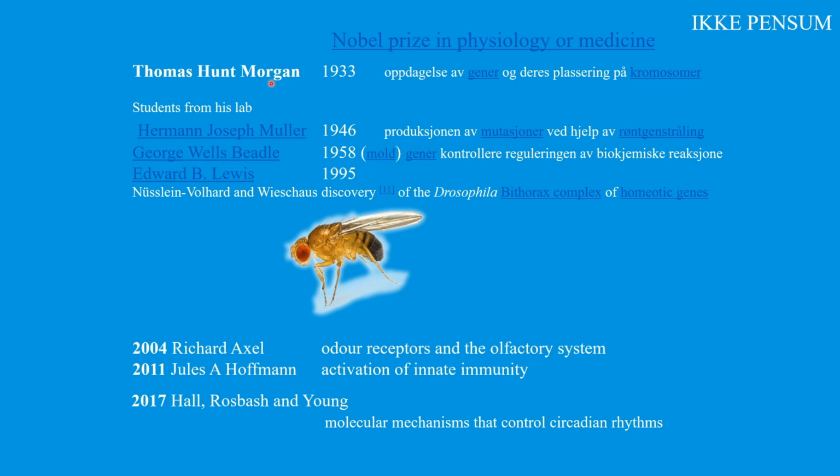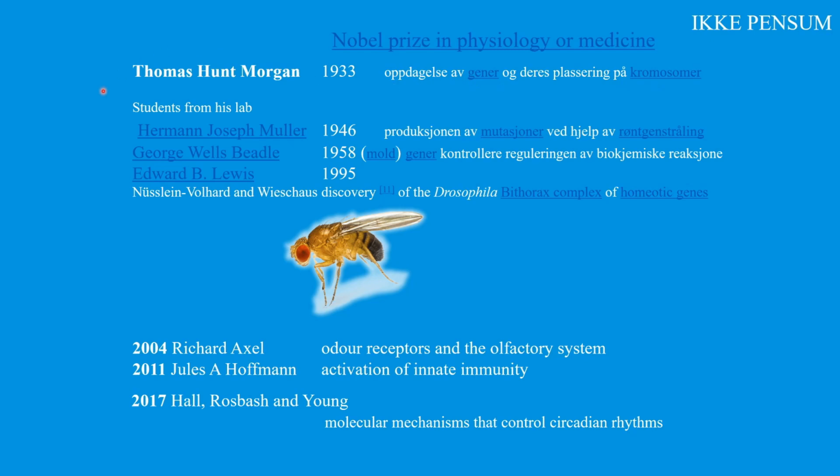And he received then a Nobel Prize for some of his work on fruit fly in 1933 for the discovery of genes and their placing on chromosomes. And he set up the first fly lab around 1910, I think. And he had several very successful students from his lab that also received the Nobel Prize at different times. These are shown here. You can read this if you have time.